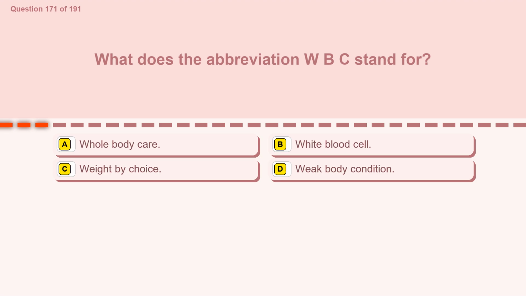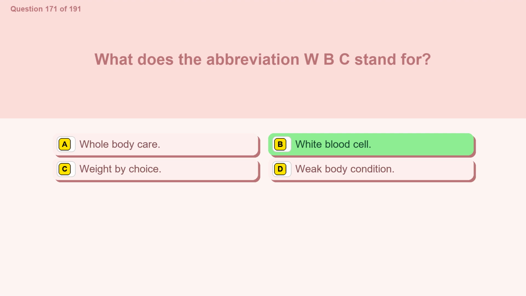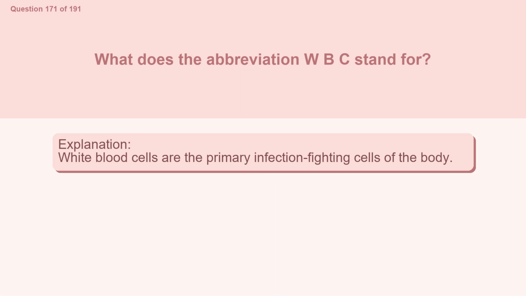Question 171. What does the abbreviation WBC stand for? Option A, whole body care. Option B, white blood cell. Option C, weight by choice. Option D, weak body condition. The correct answer is option B, white blood cell. White blood cells are the primary infection-fighting cells of the body.